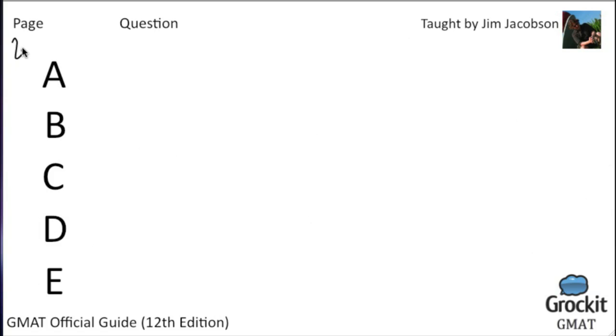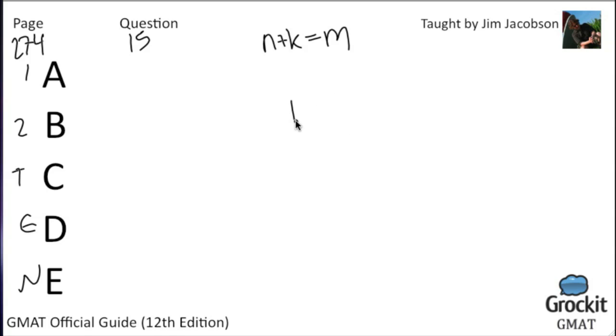274, number 15. If n plus k equals m, what is the value of k? N plus k equals m. 3 variables, and we need the value of k. So basically, we need numbers for n and m to solve for this one, because only a single value for k will be sufficient.